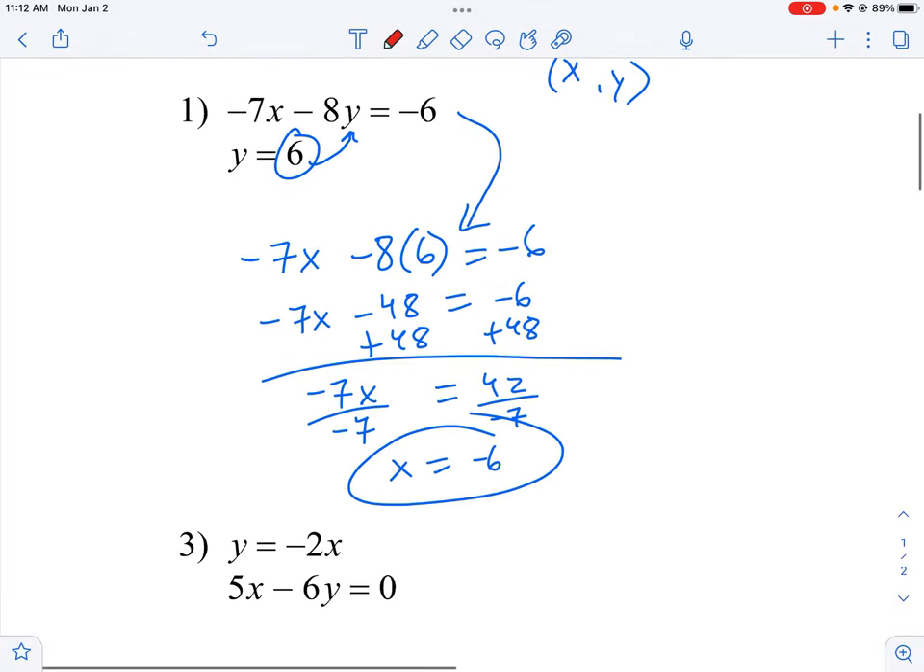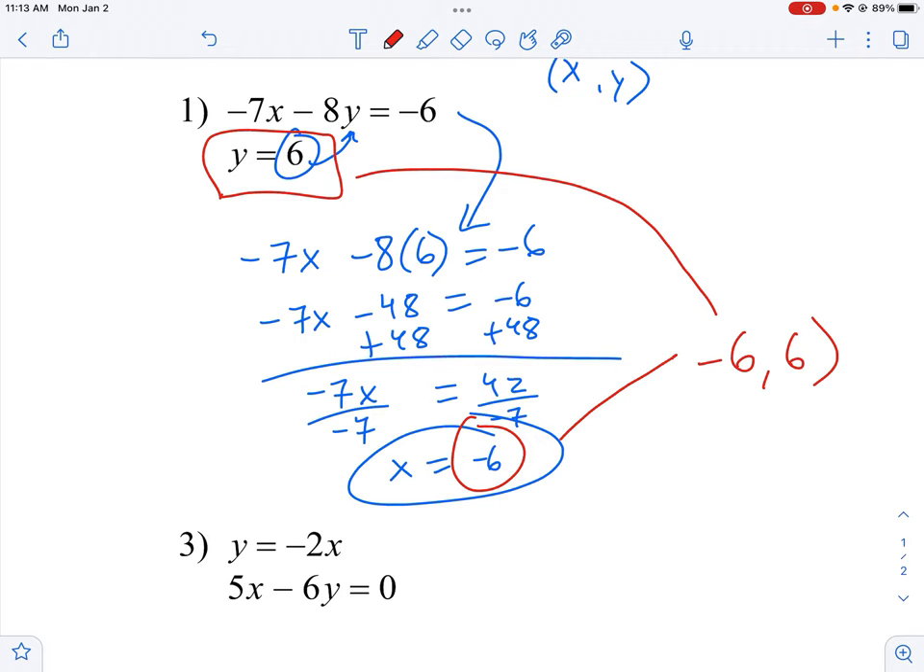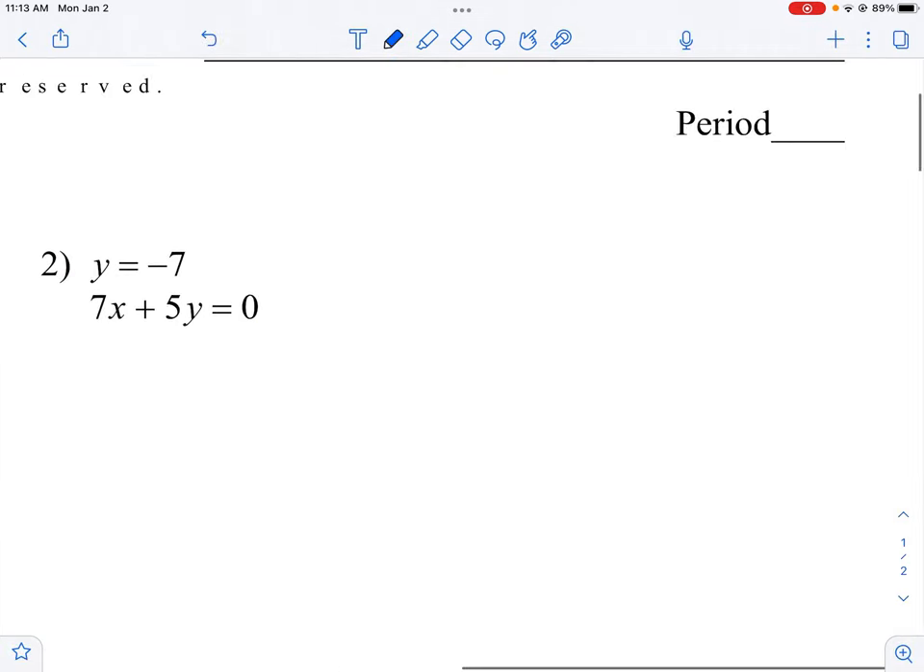And once you have your x value, you can plug it into one of your equations. You could put it here, but handily enough, we already have an equation that tells us what the y value is. The y value is 6. So you got that y is 6. We got that x is negative 6. And so we can put those together to write our point. It's at the point negative 6, x first, and then the y value of 6. Ta-da, we did it.